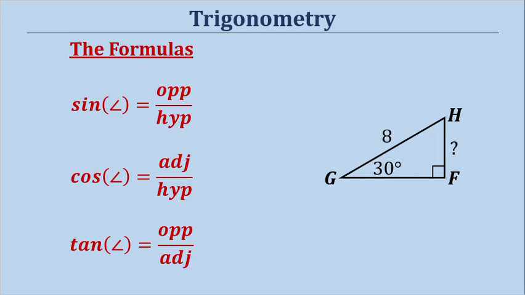The easiest way to memorize your formulas is to memorize the word SOH CAH TOA, which can be written like this, or my personal preference, like this. Because when you write it like this, it's really easy to remember the structure of the fractions. Sine is opposite over hypotenuse, cosine is adjacent over hypotenuse, and tangent is opposite over adjacent.